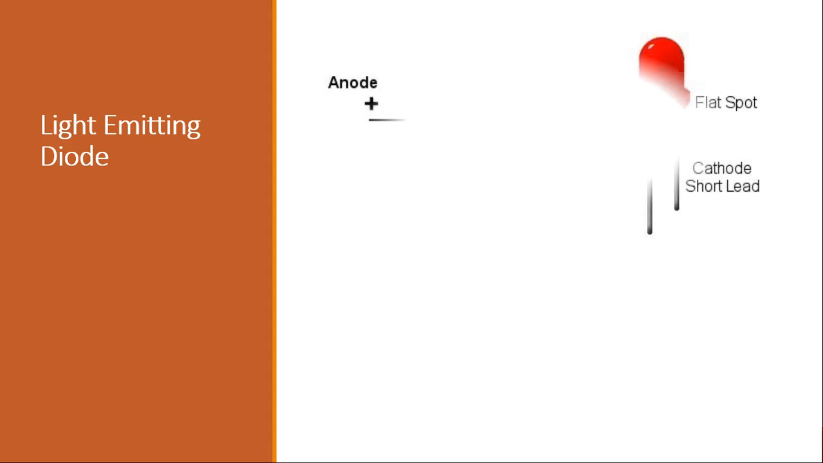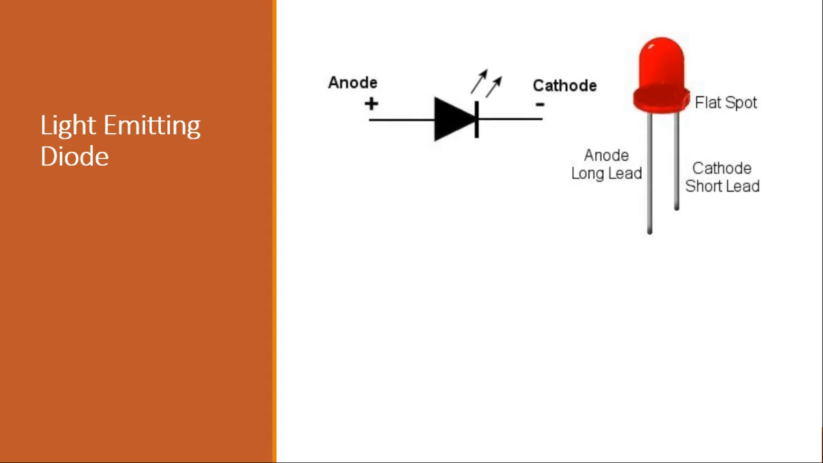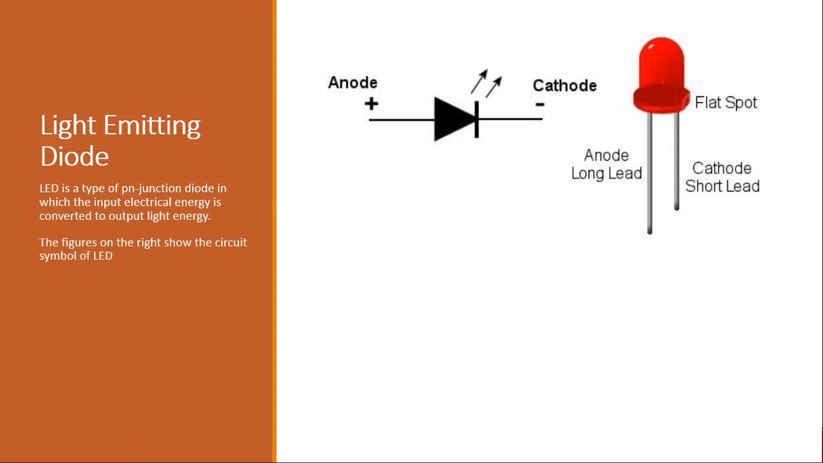Now, coming to the other types of diodes, the first one which we will discuss is the light emitting diode. In short, it is known as LED. It is a type of PN junction diode specifically manufactured in which the input electrical energy is converted to output light energy. So, on the right you can see the diagram. This is the circuit symbol of an LED. What is the difference? You can see two arrows are shown going outward. These arrows indicate that the light is given out from the diode.